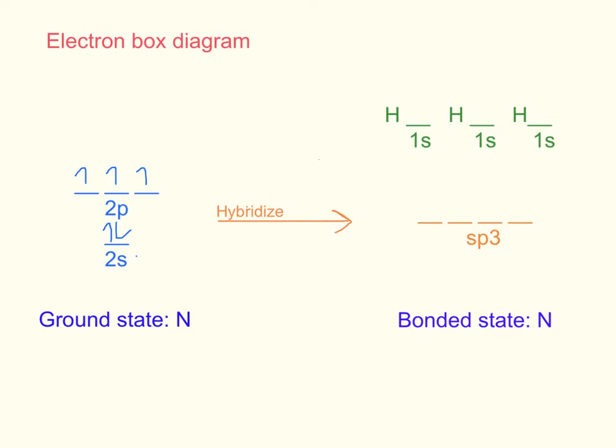Next, you have to hybridize the electrons, and you have to indicate which electrons are being hybridized. So just circle. In this specific case, all 5 electrons. Now we move on to the next step of the electron box diagram. So it's hybridized, now it's an sp3 orbital. So you just place in the 5 electrons.